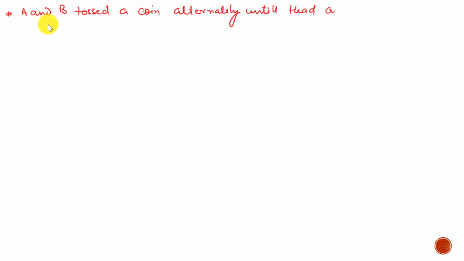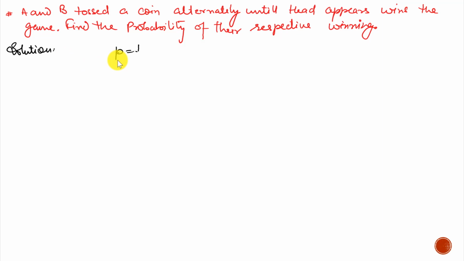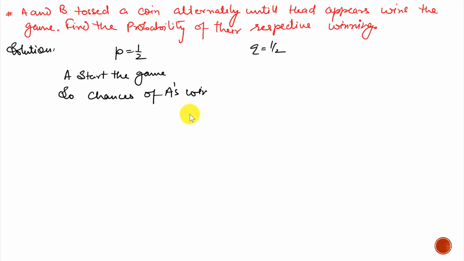Next example. A and B toss a coin alternately until a head appears and wins the game. Find the probability of their respective winning. Here the probability of winning is denoted by P, which is 1 by 2, and the probability of failure is denoted by Q, which is also 1 by 2. Here A starts the game. So we have two people A and B and they toss alternately. So the chances of A's winning are either in the first chance or third or fifth and so on.